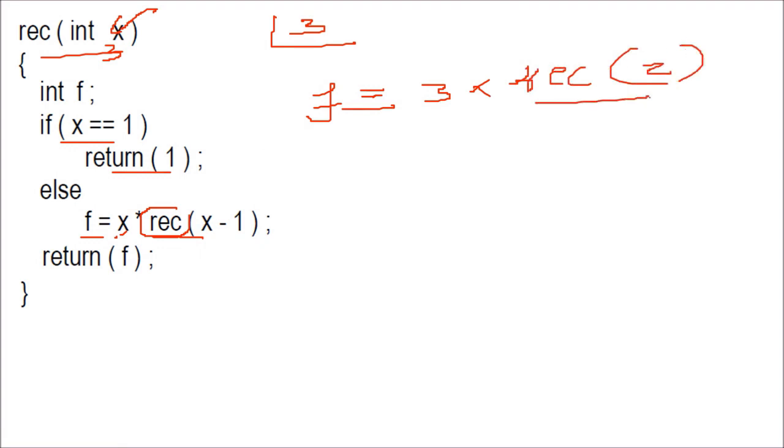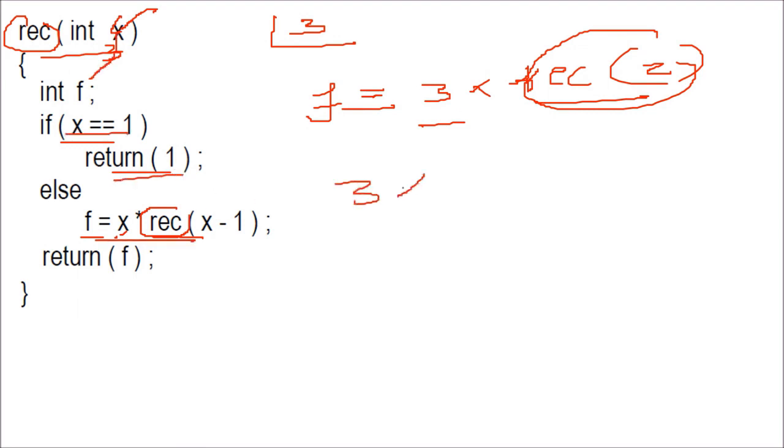But this function has to be called again. This has already been done, 3 will remain here, and this function will call this again. So what will be the value? Now 2 will go inside, 2 is again not equal to 1, so we don't return 1. We again go here. So this 3 into REC 2 will return 2 into REC of 2 minus 1, that is 1.